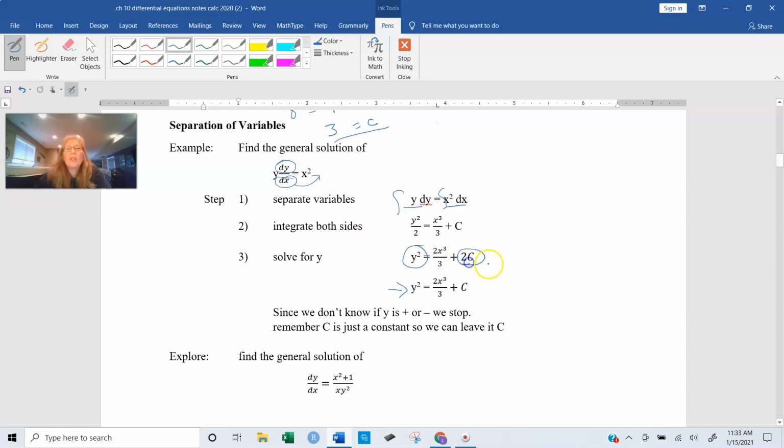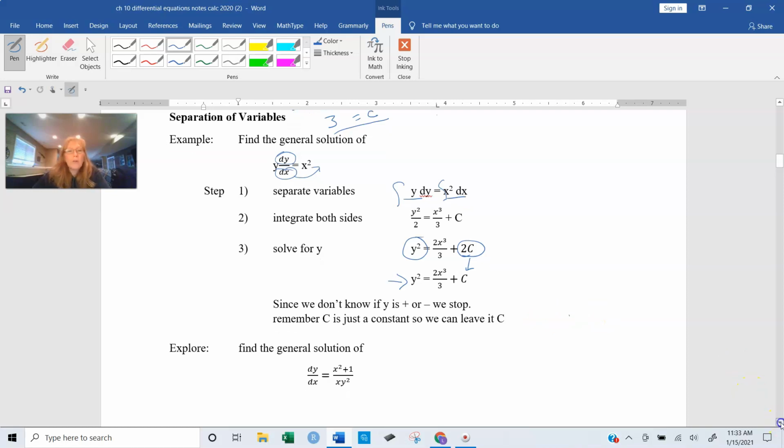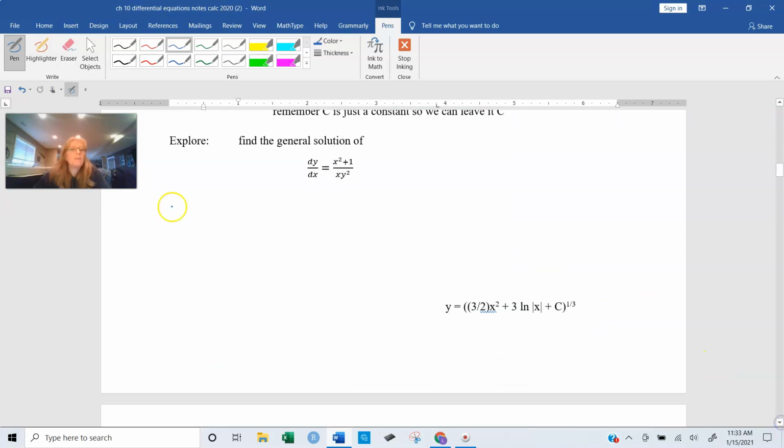Remember, c is just a constant, so if I multiply it by 2, it is still just a constant. So 2c just becomes c with the 2 incorporated in. And we're done. All right, pause and try yours.